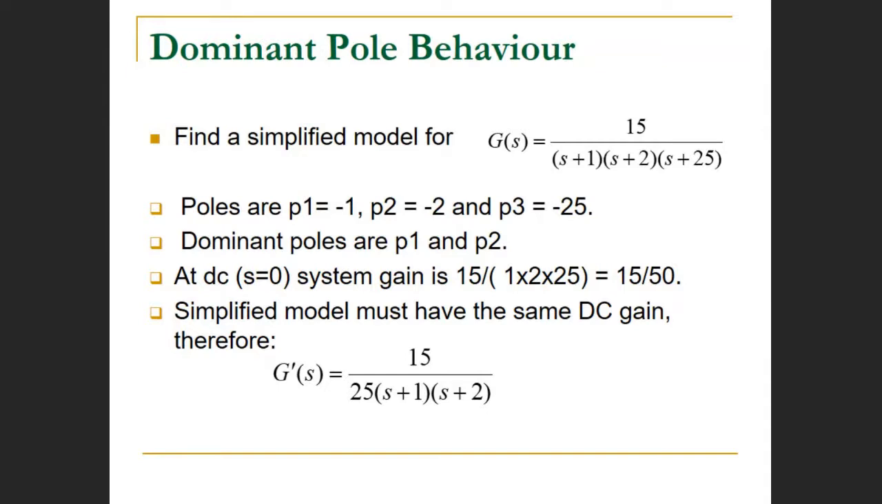All right, and here we're seeing that we are approximating it to 15 over S plus 1, all times S plus 2. And we just simply multiply it by 25 in the denominator. But there are other ways to address that. All right, so that's the approximation that we're looking at.